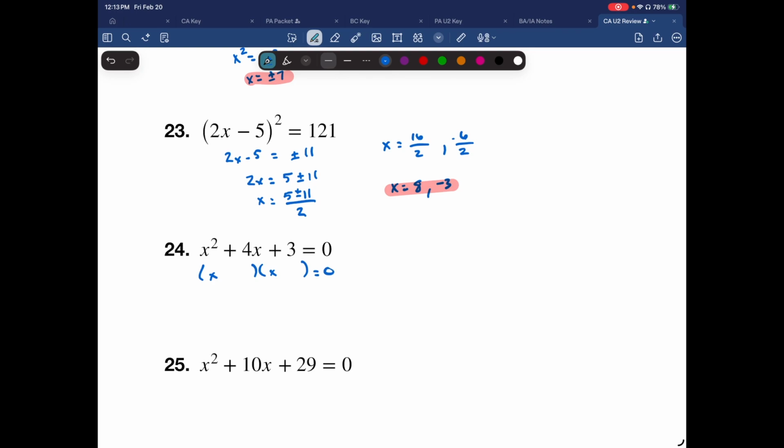The second sign is positive, so I look at the first. It's positive, so I got plus plus. And then the factors of 3 are 1 and 3. It's pretty straightforward. So x plus 1 equals 0, x plus 3 equals 0. And you'll find that x is negative 1, x is negative 3. Okay, so there's your answer there.